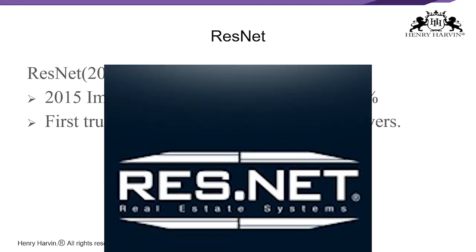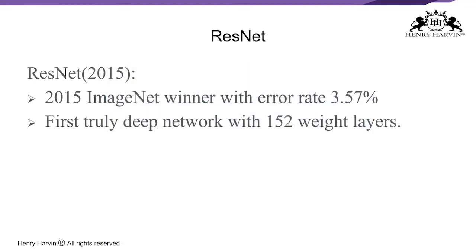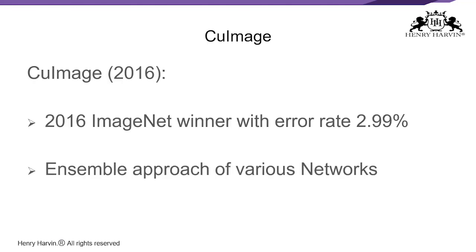The next one is 2015 ResNet. The 2015 ImageNet winner is ResNet with an error rate of 3.57 percent. It was actually a major breakthrough deep learning had. It is the first truly deep network, with 152 weight layers. If you compare with the remaining networks we have come across till now, it has more weight layers, that is 152.